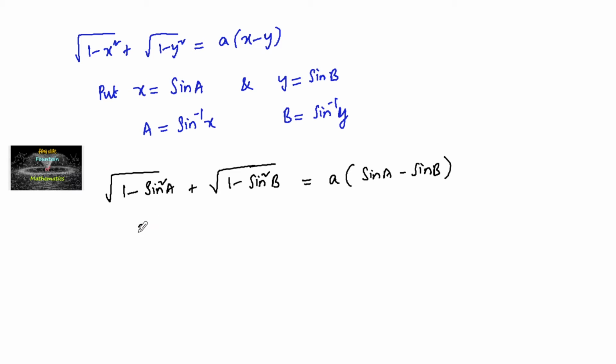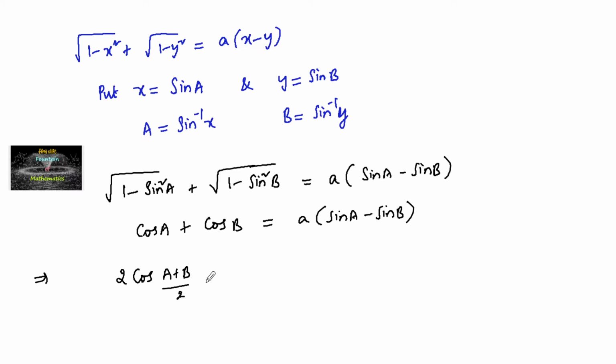Under root of 1 minus sine square a we can write cos a. Under root of 1 minus sine square b we can write cos b. Cos a plus cos b is equal to a times of sine a minus sine b. And since we know the formulas, cos c plus cos d is 2 cos of c plus d by 2 into cos of c minus d by 2, and sin c minus sin d is 2 cos of c plus d by 2 into sin of c minus d by 2, that is 2 cos of a plus b by 2 into sin of a minus b by 2.